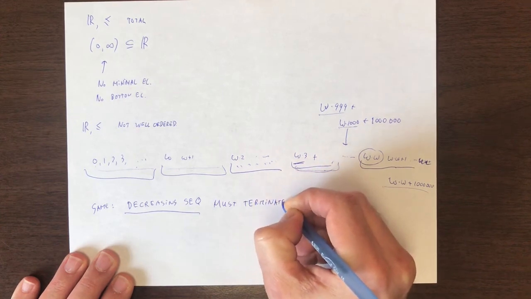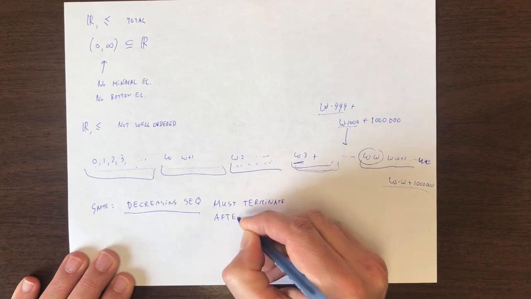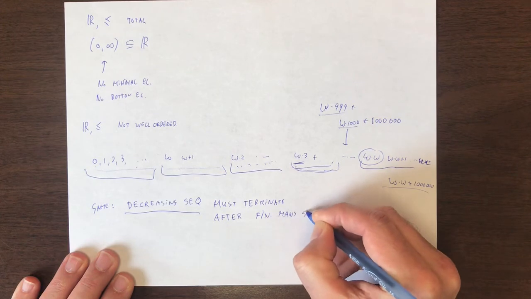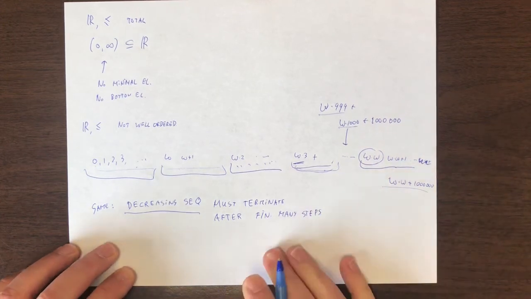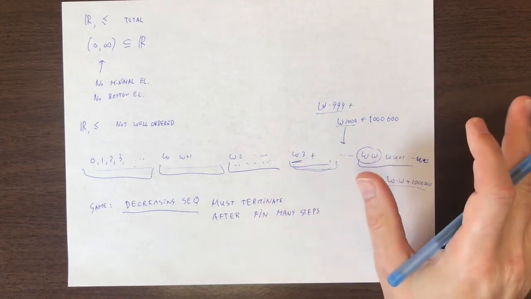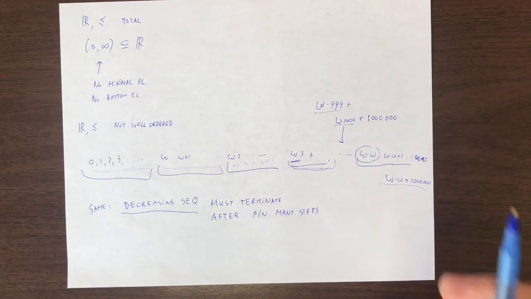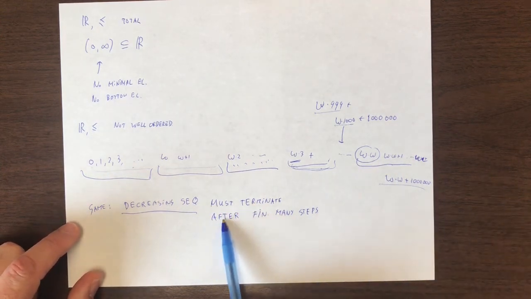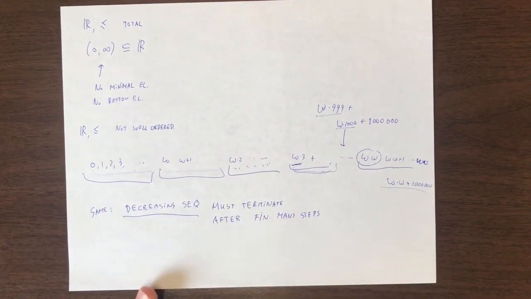Must terminate after finitely many steps. So this is really something to wrap your mind around. You've got incredibly many ordinal numbers, and no matter which one you pick, if you keep taking steps down, no matter how hard you try, you cannot avoid that the sequence will terminate after finitely many steps. That property is actually equivalent to being well ordered.